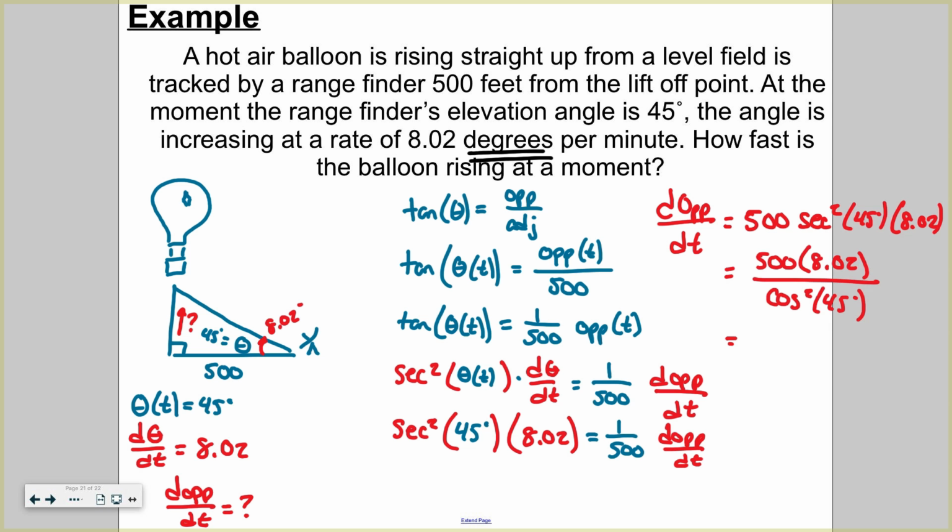Let's see, just put this all in the calculator, 500 times 8.02 all over cosine of 45 degrees squared is going to give us the balloon is rising at a height of 8,020 feet per, what would we say here, feet per minute.